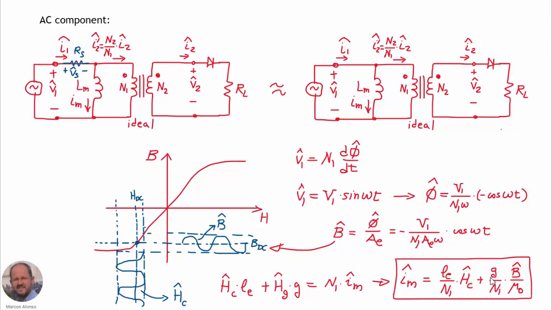Usually in transformers the air gap is very small. We can neglect this term now to simplify, so we can say that the magnetizing inductance is going to be proportional to the magnetic field intensity. So the shape of the magnetizing inductance is going to be something like this, also with a very high distortion.